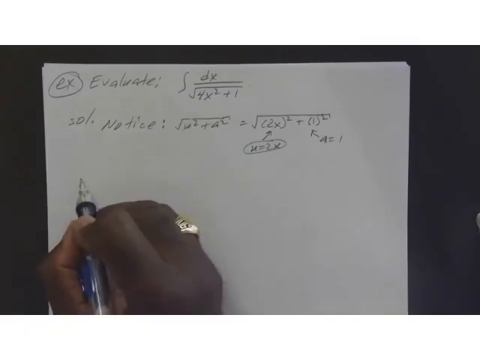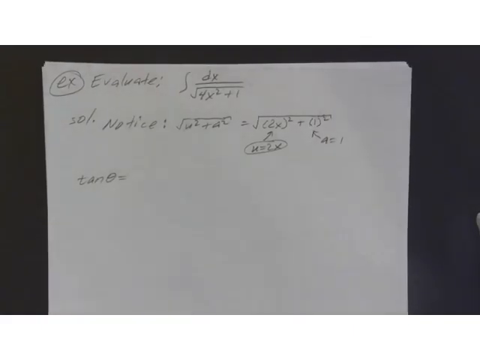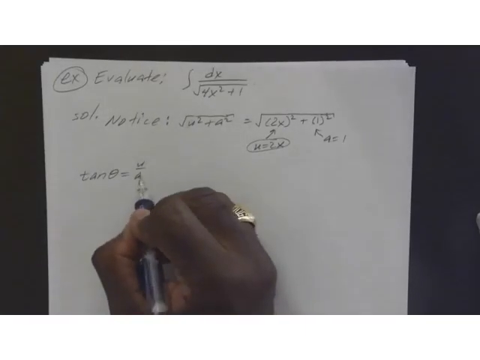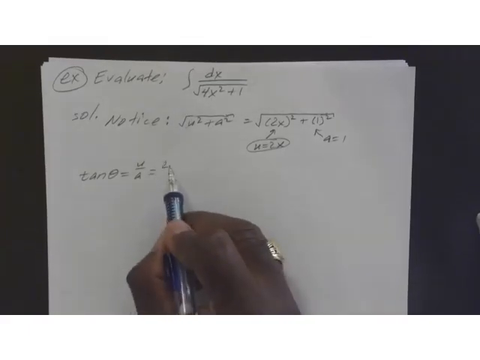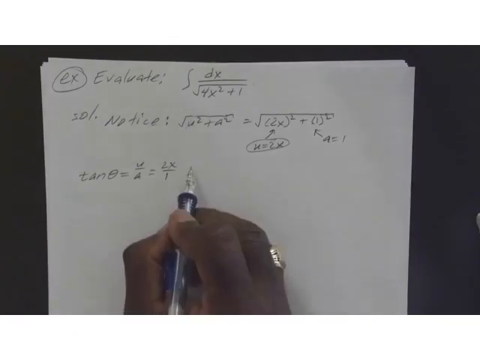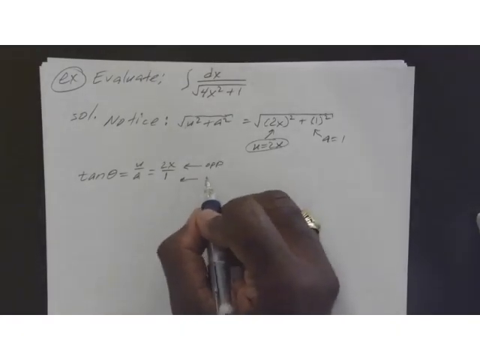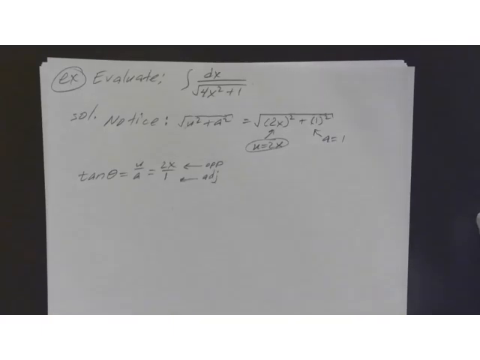Okay, so we know that tangent of theta is equal to, if we look back, it's 2x over 1, which is u over a. Or you can just say 2x. But I'll leave it as 2x over 1, only because if you don't remember which triangle or how the triangle is, just remember that this is your opposite and this is your adjacent. That's why I left it as a fraction.